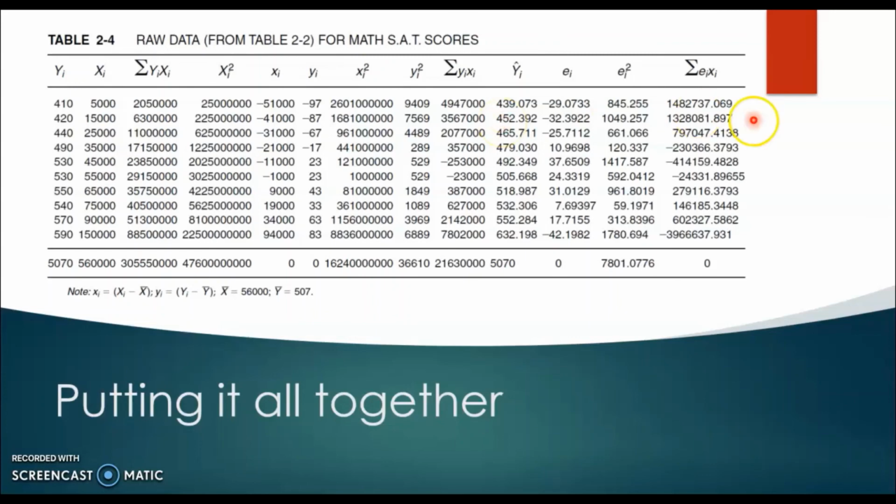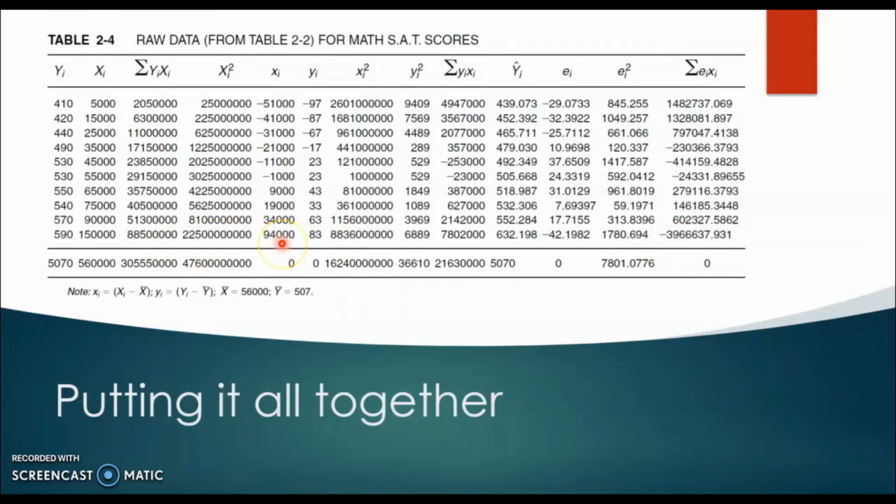And we repeat the same process in order to get the product for the next observation. The product means the multiplication value of small letter x with the residual for each observation. So here, negative 41,000 times negative 32.3922, we obtain 1,328,081.897. We repeat the same process for observation number 3 until the last observation.